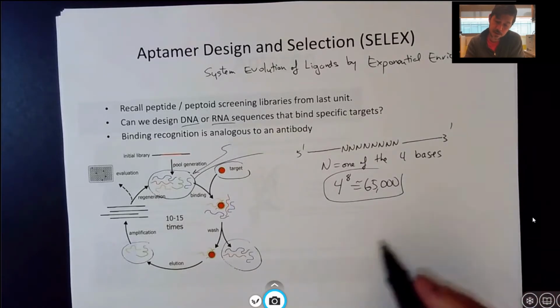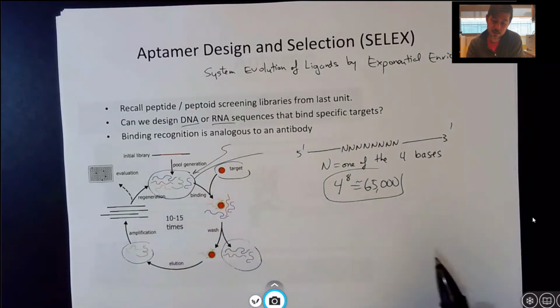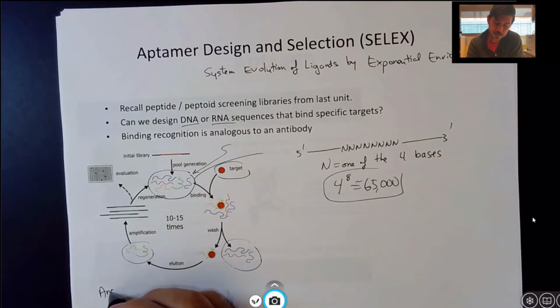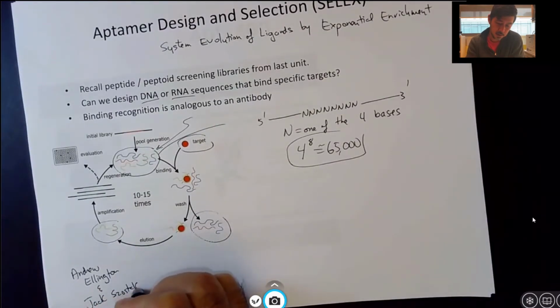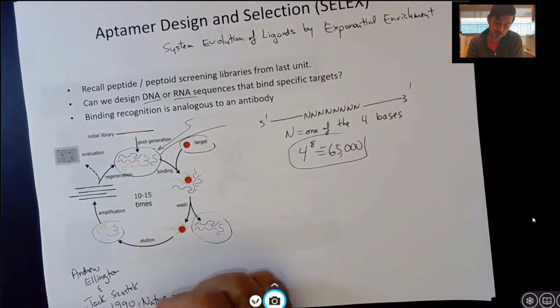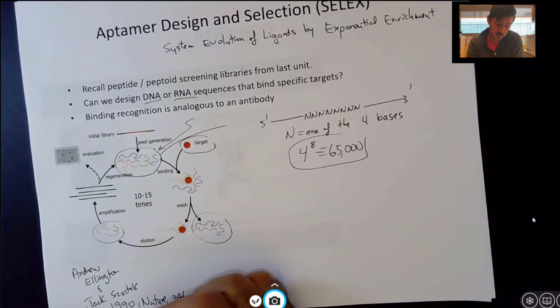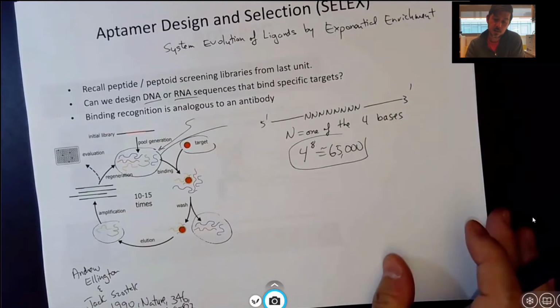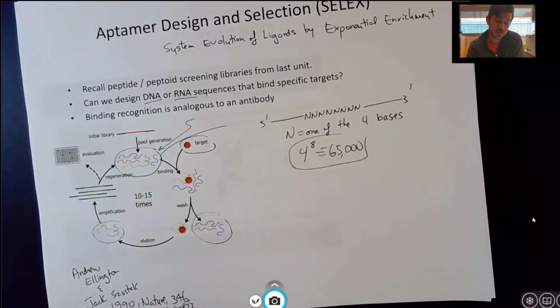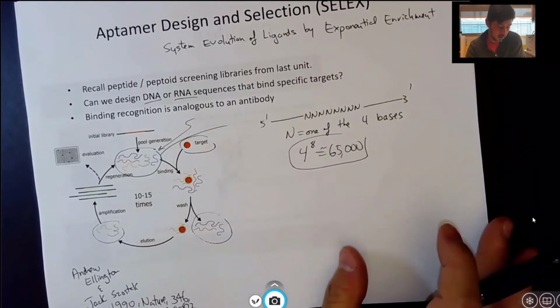Now, this concept of SELEX was actually developed by 2 scientists, Andrew Ellington and Jack Szostak, and they published a paper in 1990 in Nature, which is a big journal in science. This was the first paper describing that you can actually use nucleic acids through selection to find sequences that bind with high affinity to targets.